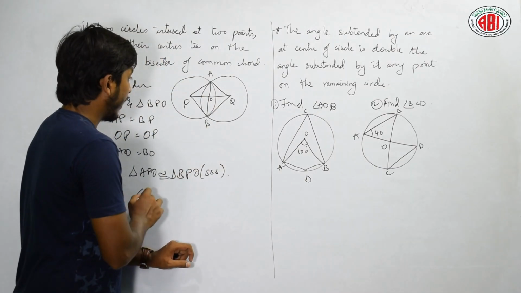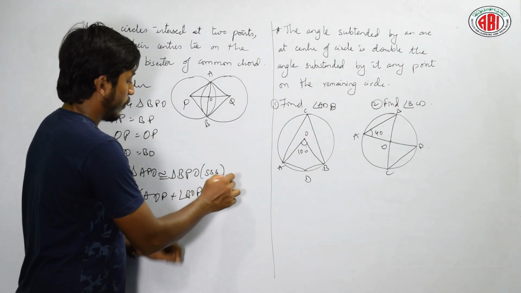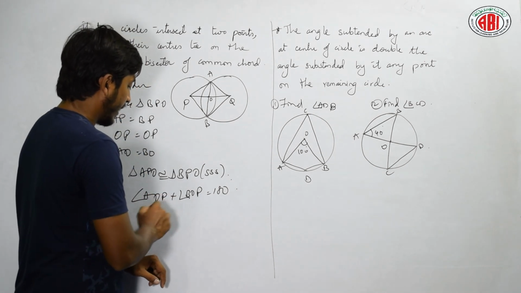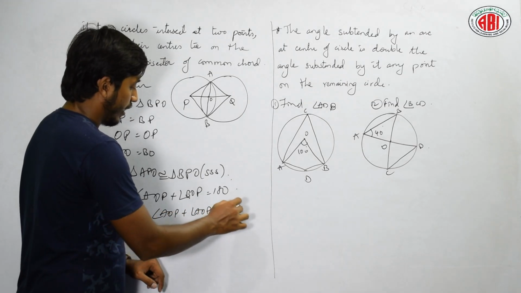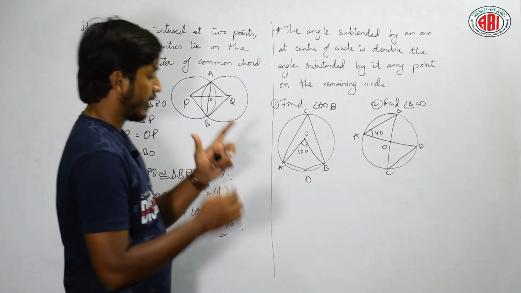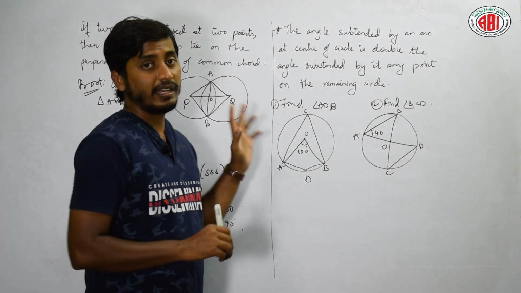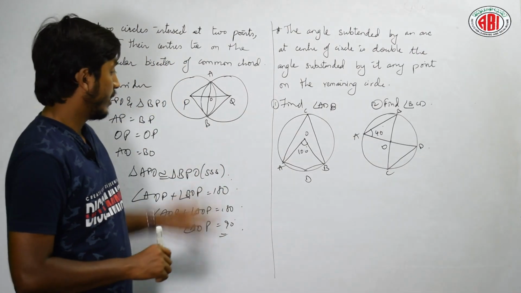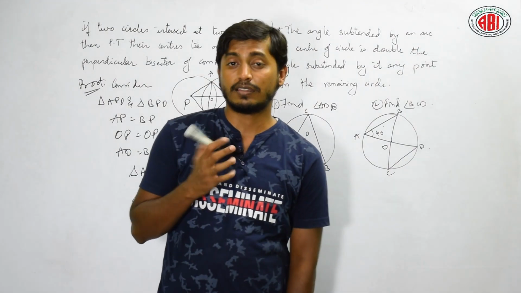Is it clear? If they both are congruent, then their angles are also equal, right? That is, angle AOP plus angle BOP is equal to 180. Since these both are equal, angle AOP plus angle AOP is equal to 180. Therefore, angle AOP is equal to 90 degrees. It is perpendicular and bisecting. Clear? Similarly, we can prove this, and we can even tell if they specifically ask whether it is bisecting. Did you understand? Fine. These are the basic few problems based on the theorems of chords.